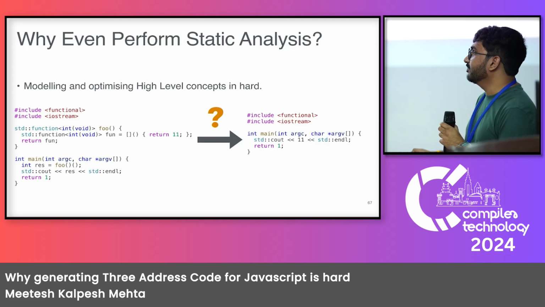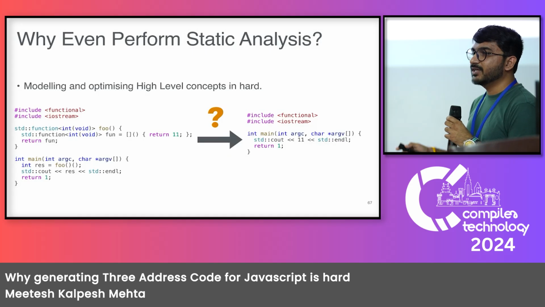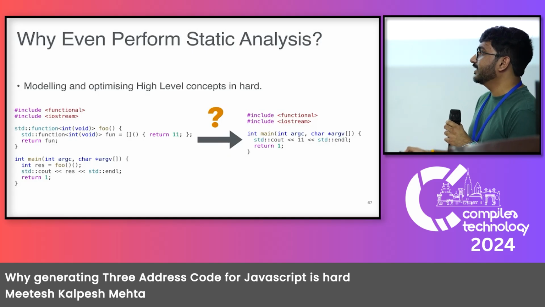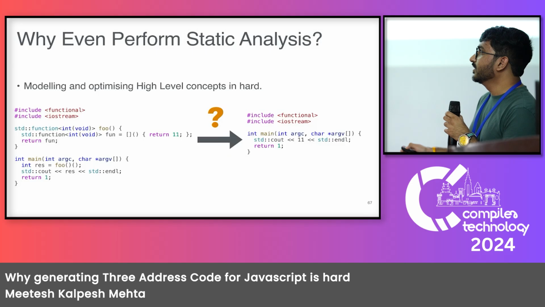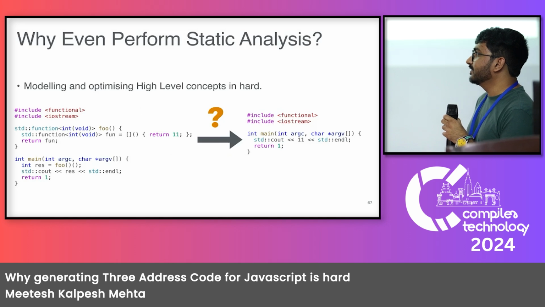And when you analyze this code just by looking at it, it's easy to see that the result is just the number 11, because that's essentially what it's doing. You call foo. Foo creates this closure which just returns constant 11, and then you return this constant function.